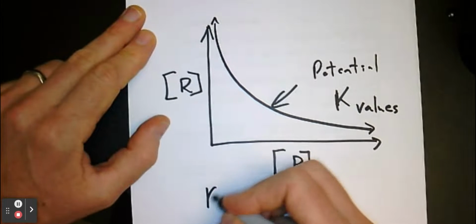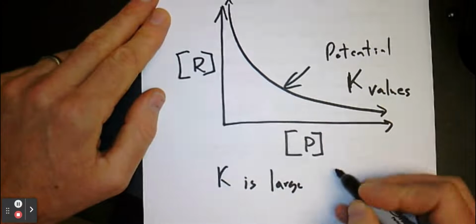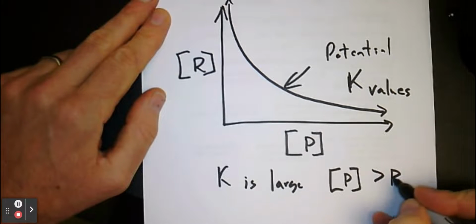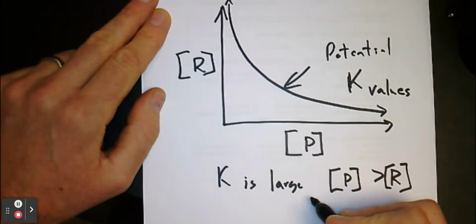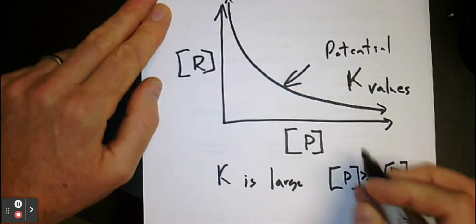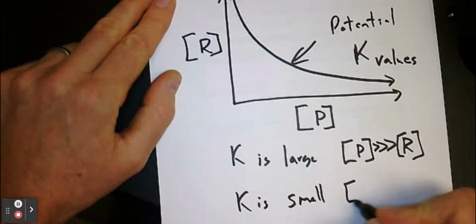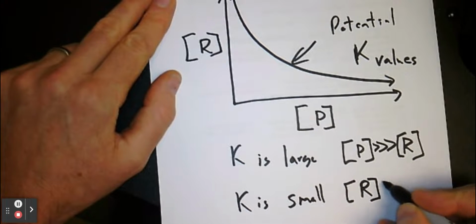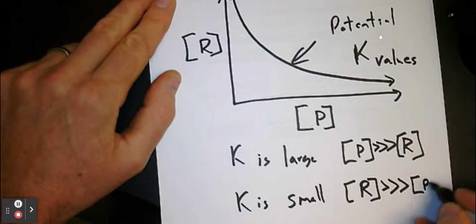if K is big, my concentration of my products is greater than my concentration of my reactants, a lot bigger. All right? If K is small, my concentration of my reactants is a lot greater than my concentration of my products.